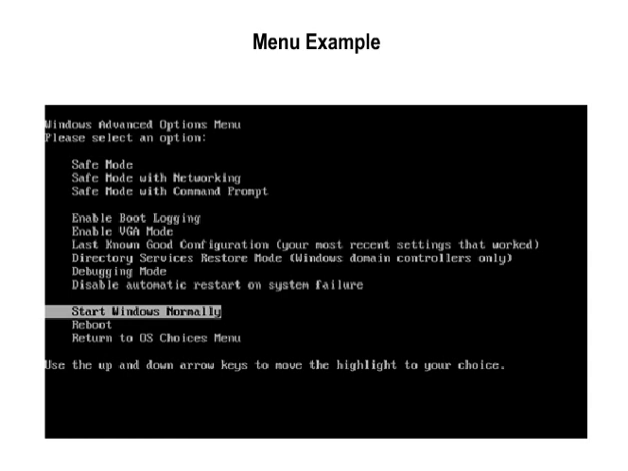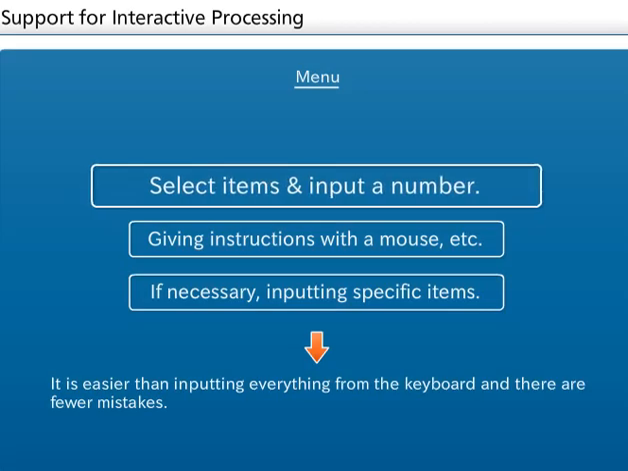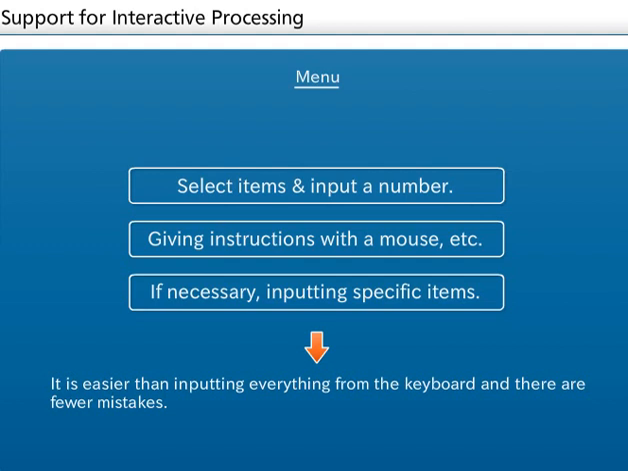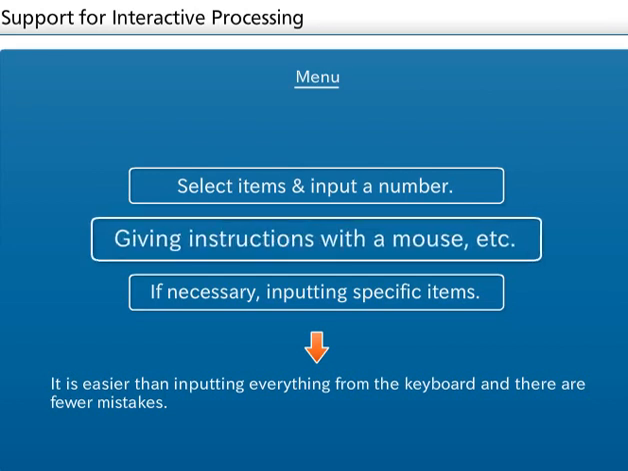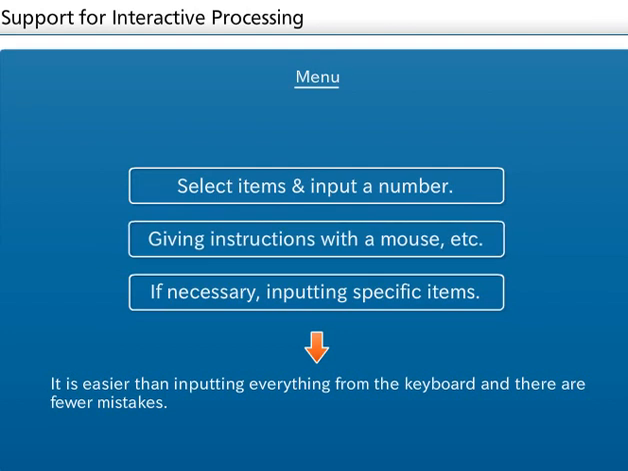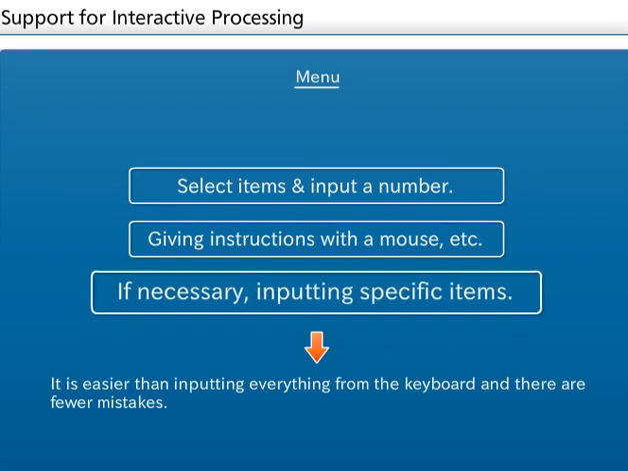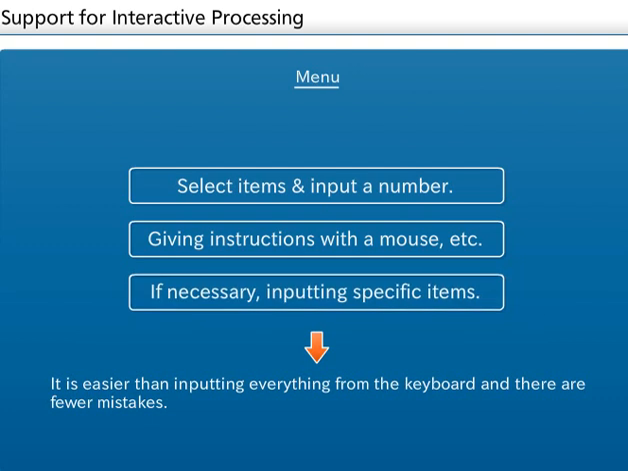It is the same idea as a menu in a restaurant. The user chooses what is needed from the list of items displayed by typing in a number. The user also may use a pointing device like a mouse, to be explained later, to indicate a selection. If necessary, the user may input specific items using the pointing device. It is easier than inputting everything from the keyboard and there are fewer mistakes.